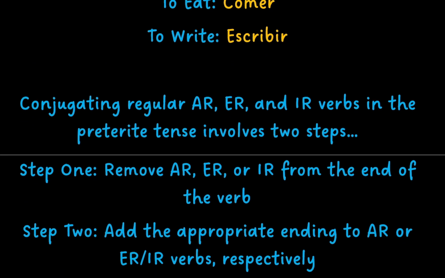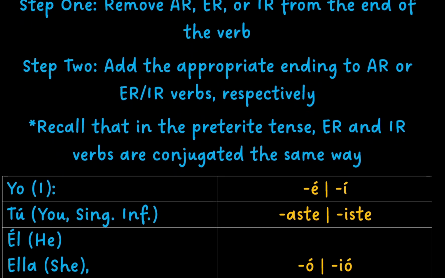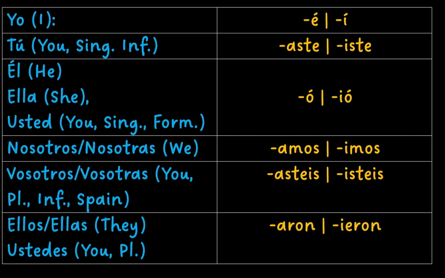Conjugating regular AR, ER, and IR verbs in the preterite tense involves 2 steps. First, we remove AR, ER, or IR from the end of the verb, and second, we add the appropriate ending to AR or ER and IR verbs respectively, as shown in the chart below. The sentences that follow will offer specific examples for how this is done. Recall that in the preterite tense, ER and IR verbs are conjugated in the same way.